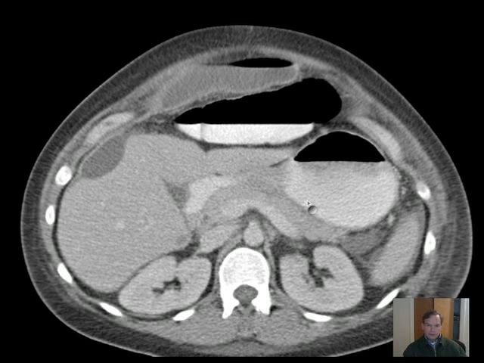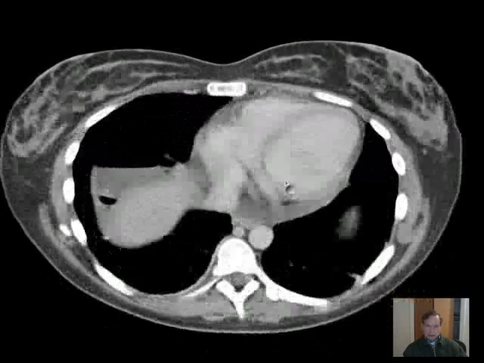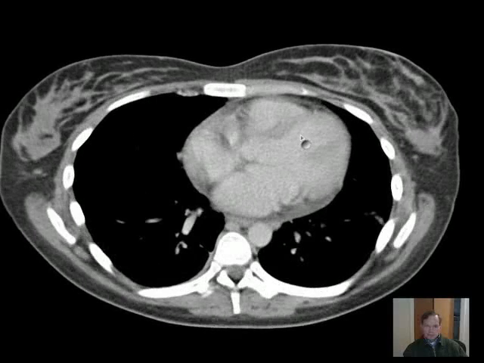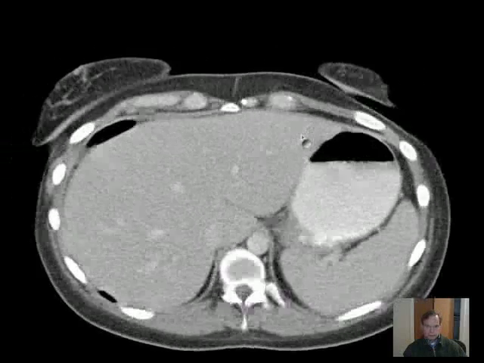This is a CT of the abdomen and pelvis in a woman who has just had a cesarean section a few days earlier, came back with severe abdominal pain and nausea. I'll scroll through these images and allow you to gather a general impression as to what's happening here.